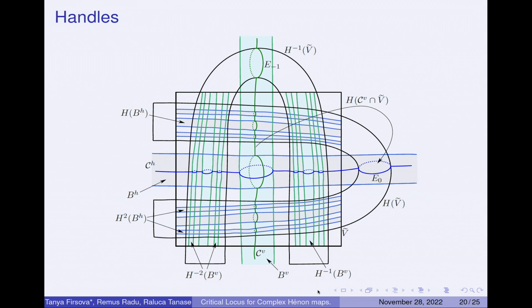And this arrow tells you where all these handles go under the image of the Henon map. They go to this hole. Sorry, those are the handles, but where are the spheres? The sphere is like, if you go to infinity, this is the sphere.